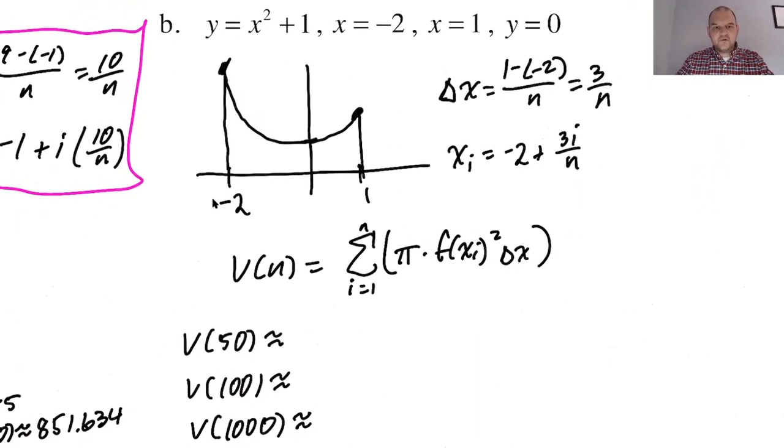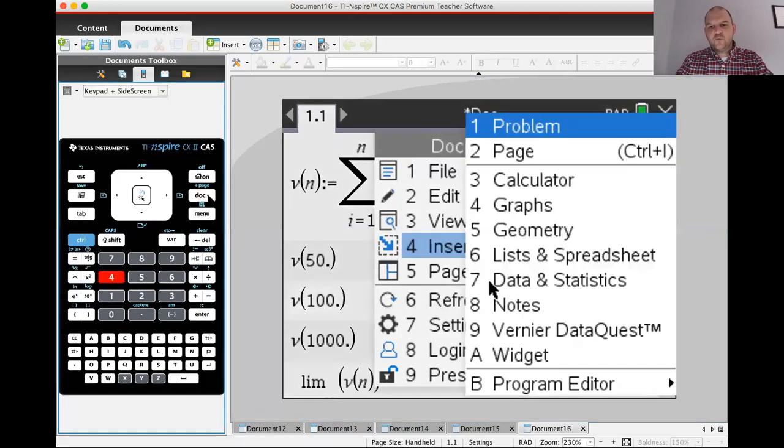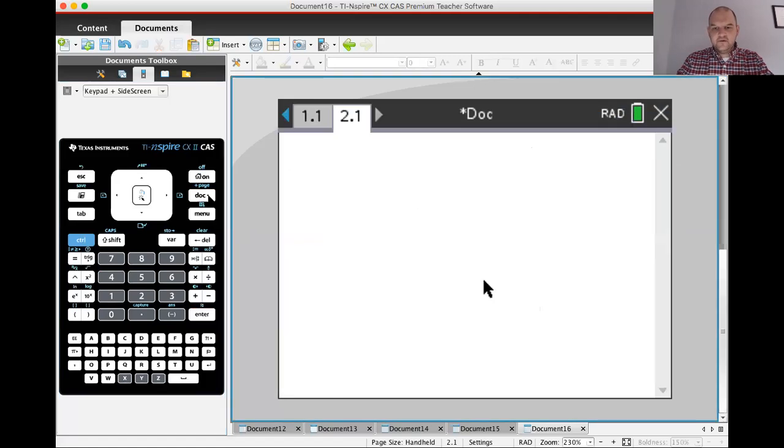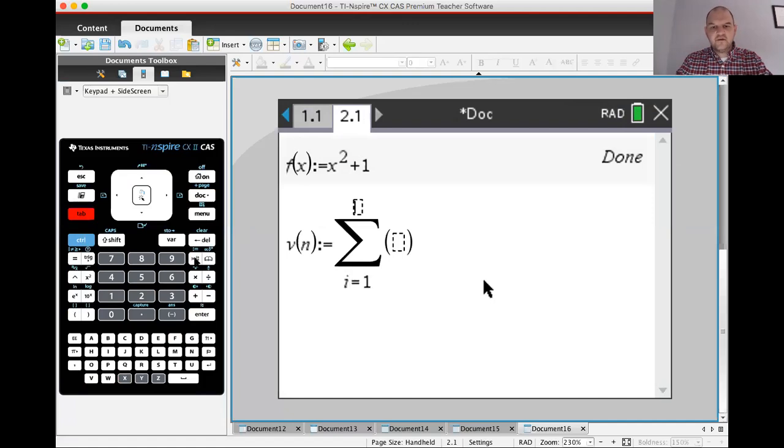So switch over to the calculator. Here I go. New problem this time. Doc 4, enter, calculator page. New function, x squared plus 1. Volume is a function of n. Summations, you're crazy if you try to type them in. As sums of sequences, i goes from 1 to n.